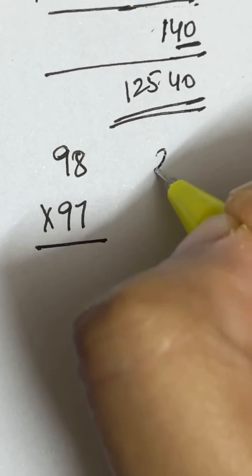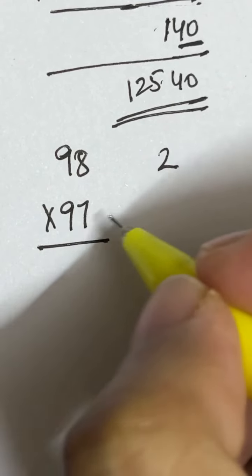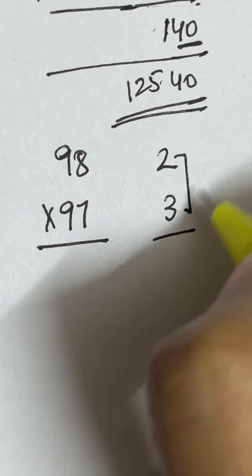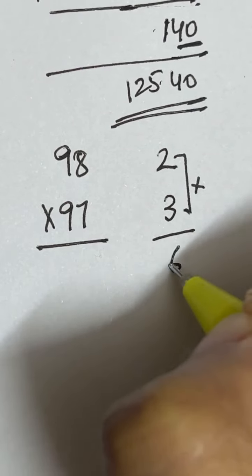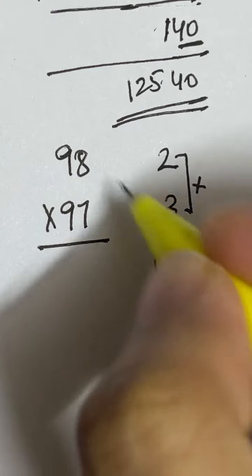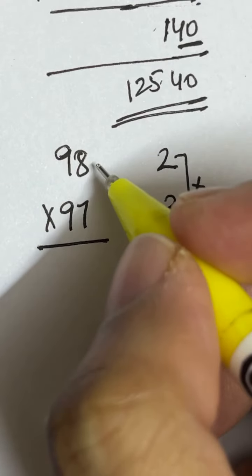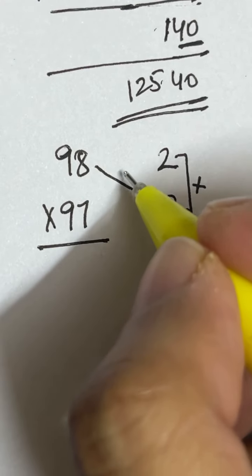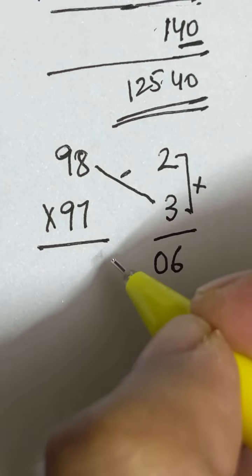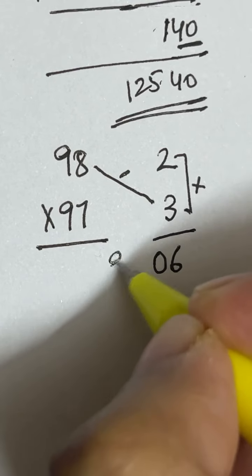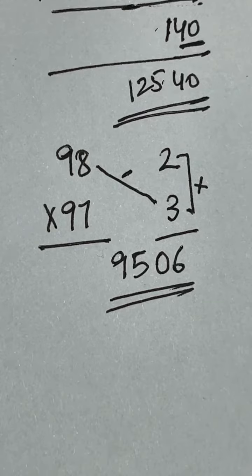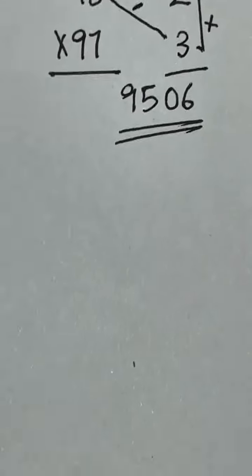How far is 98 from 100? It's 2 units less. How far is 97 from 100? It's 3 units less. Just multiply them. 2 times 3 is 6, but you have to write it as a double digit. Now cross multiply, whichever you want. 98 plus 3, sorry, minus 3. This time you have to put a minus. 98 minus 3, 95. Done. That's your answer. Okay, let's see one more example on this.